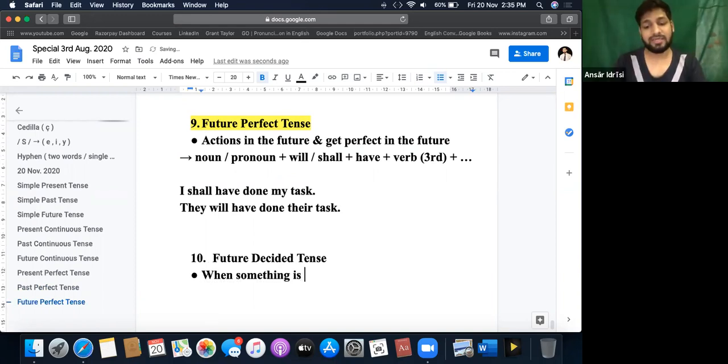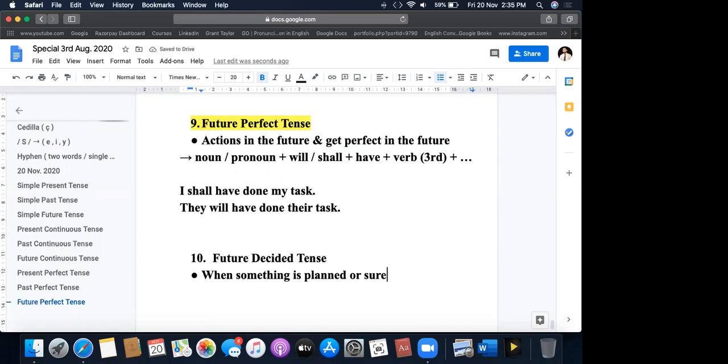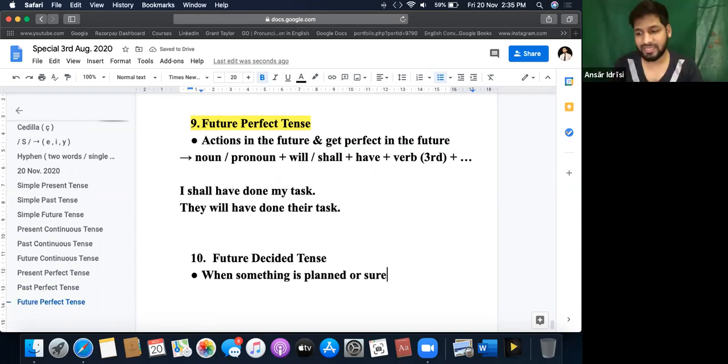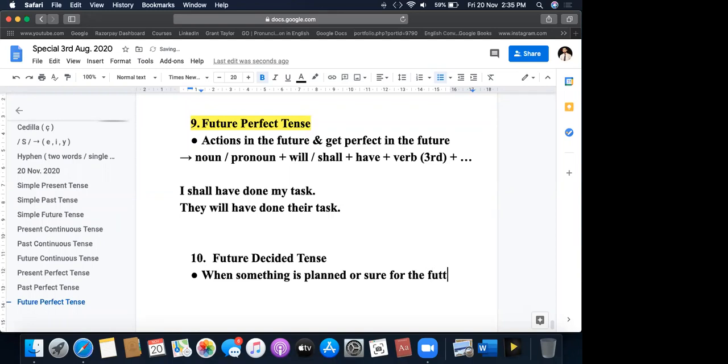When something is planned or sure. Planned or sure. When something is planned or sure for the future. Okay.